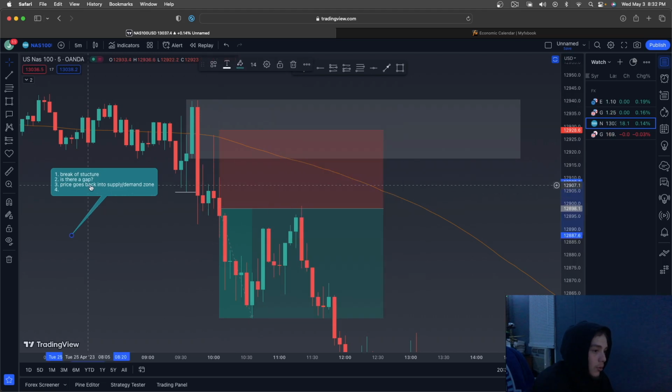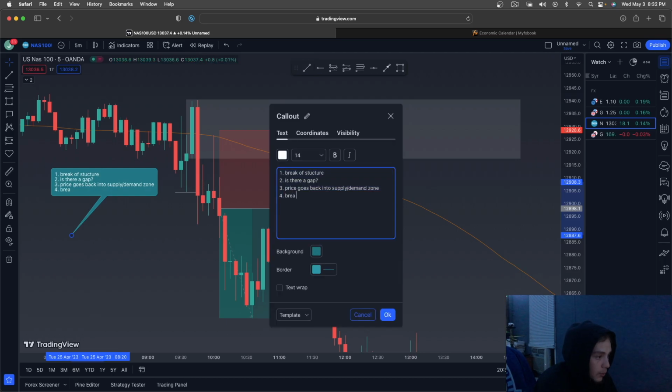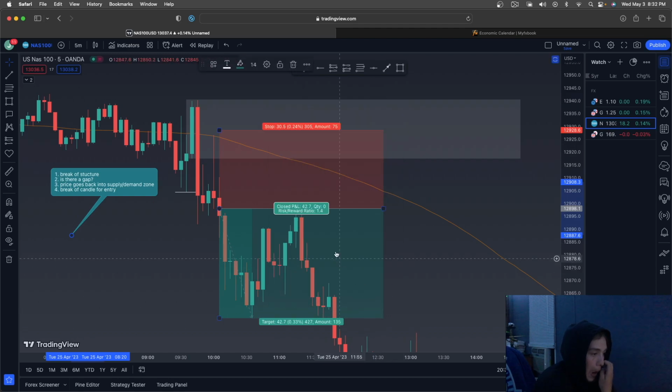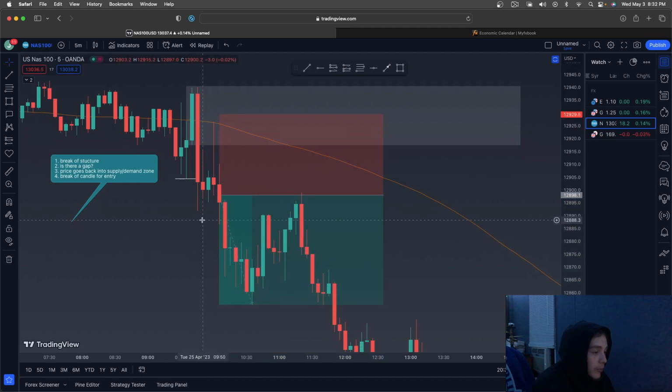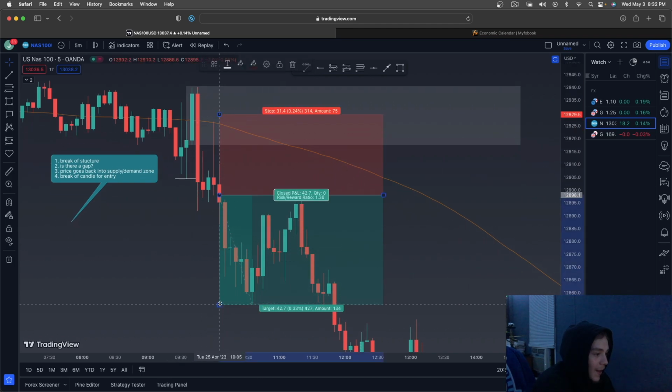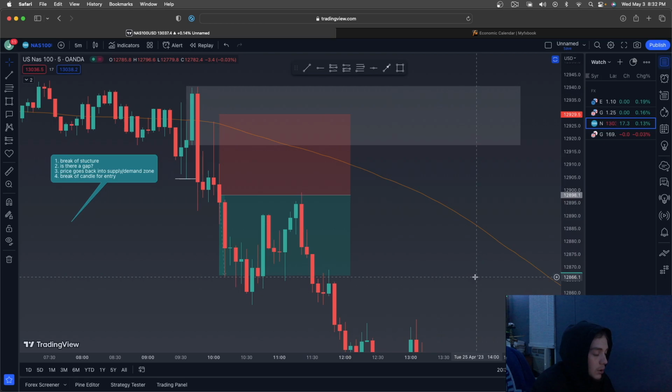So what are we looking for? Number four, break of candle for entry. So that would be our entry level. Stop loss will go above the previous low, or the previous high in this matter, and our take profit will be a 1-to-1 risk to reward ratio.